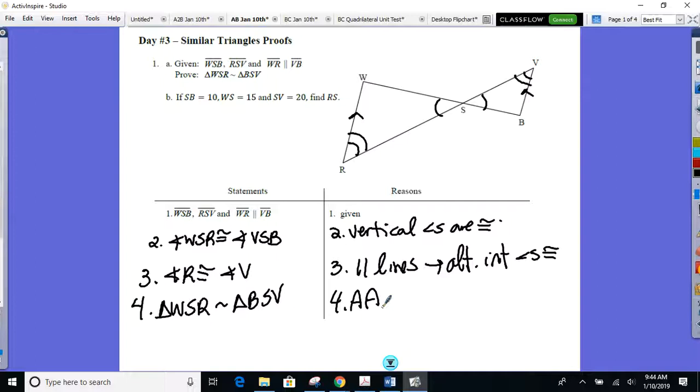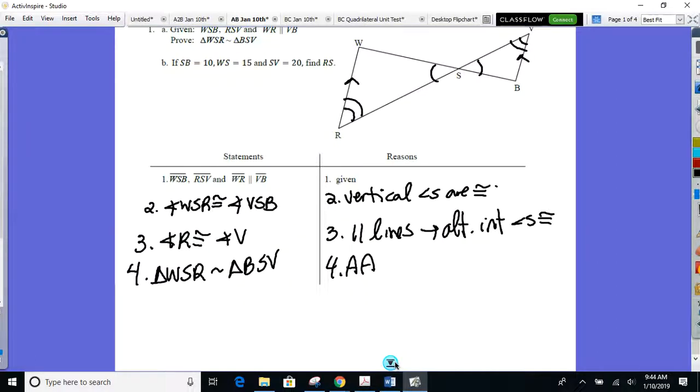Take a quick check. Do you write congruent or do you write similar in the statement? Similar. You could use that reason instead of saying the vertical angles or those alternate interior. Anything else? Okay, there's a part B.